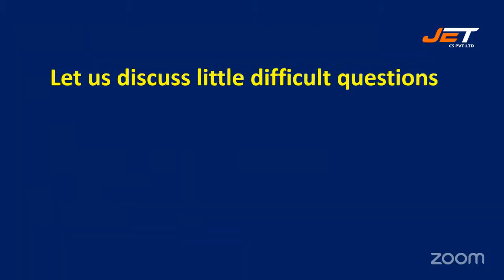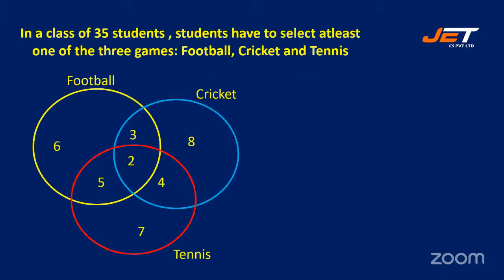Is it clear? Right. So the questions that we saw so far were a pretty simple concept. Now we are moving on to more difficult questions. In a class of 35 students, students have to select at least one of the 3 games. So what are the 3 games we have here? Football, cricket, tennis.